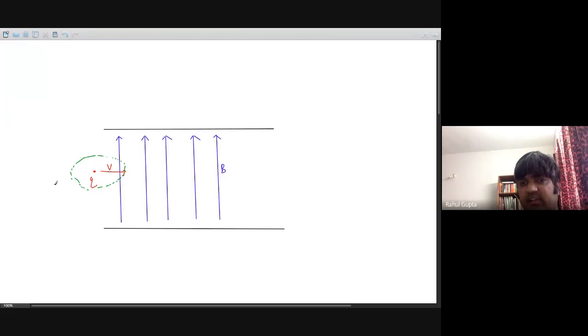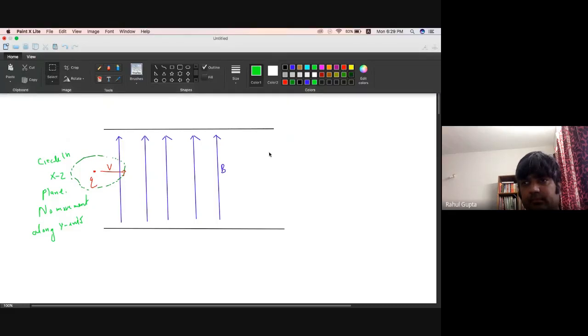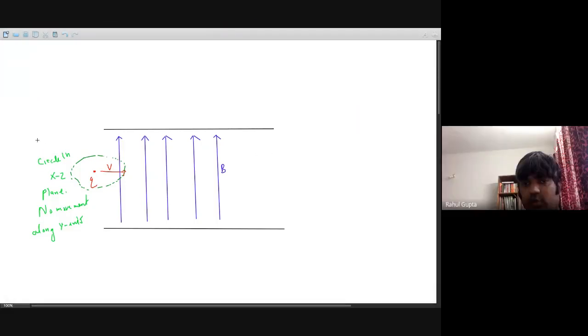And mind it, in this case, what you saw, the result of this motion was a circle in the XZ plane, or you can say no movement along the Y axis. This part you understand or not, that circle in the XZ plane or no movement in the Y axis in this particular case? Do you understand that, Rohan? I think so, sir. Shaurya, you understand?